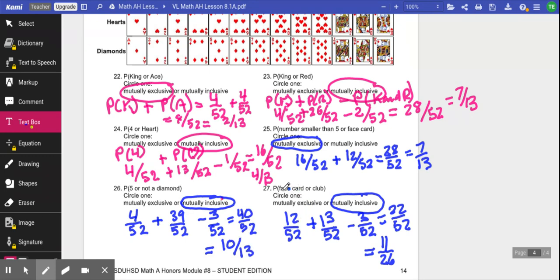Last one, a face card or a club. Now that can happen at the same time because I can have the king of clubs or something like that. So face cards, the ones with the faces, the Jacks, Kings, and Queens, there's 12 out of 52. The clubs, there's 13 out of 52. But then I have to take away the face cards that are clubs. There are 3 face cards that are clubs. So I take away the 3 out of 52 that I double counted. I get 22 out of 52, which is 11 out of 26.